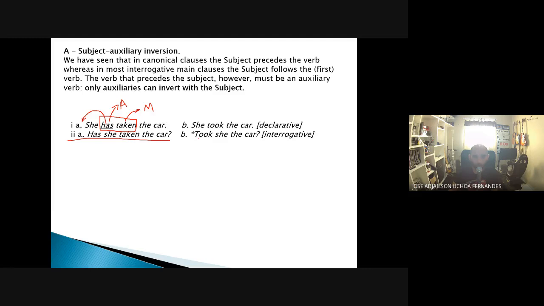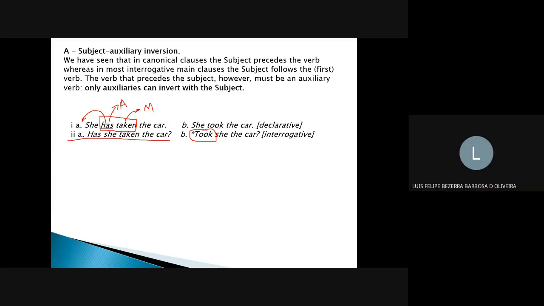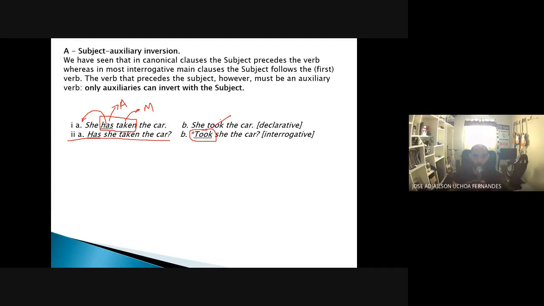This is different from this ungrammatical construction. She took the car, which is the declarative. Took she the car is ungrammatical. What would be the grammatical version? Did she take the car? So we have to use the plain form of the verb to take, instead of took, and we should place a did here.